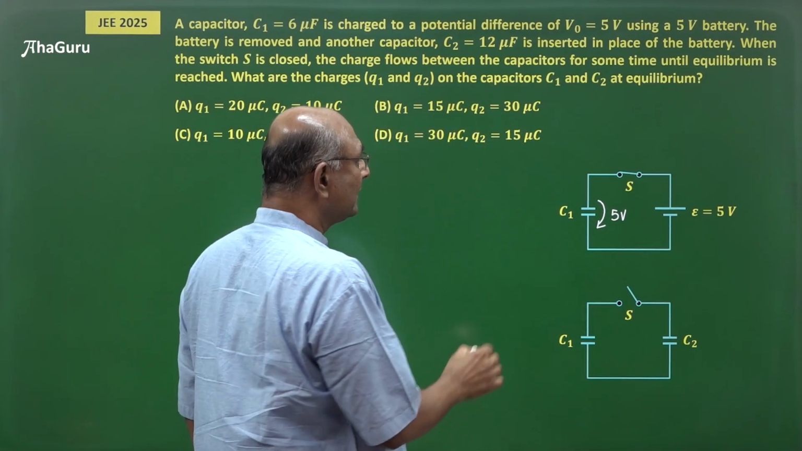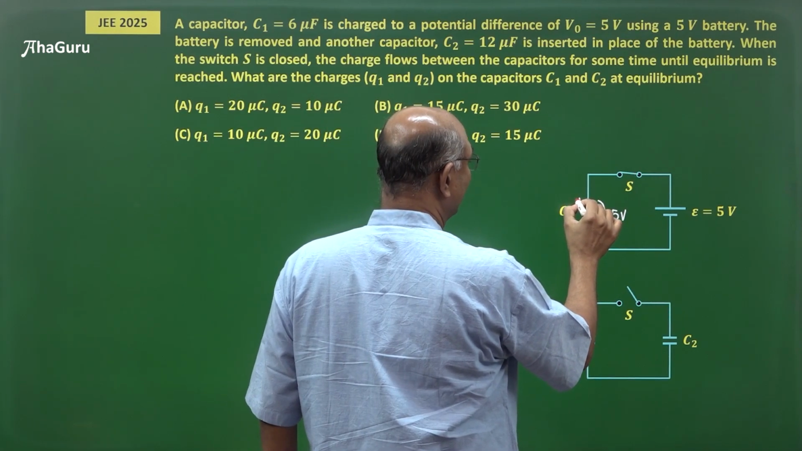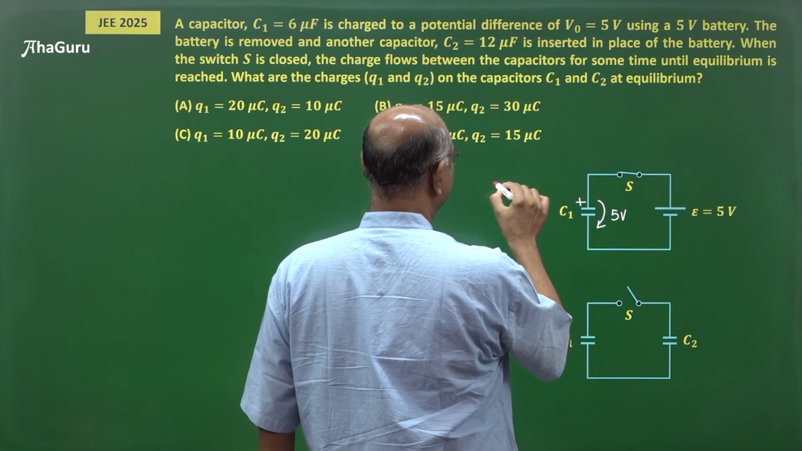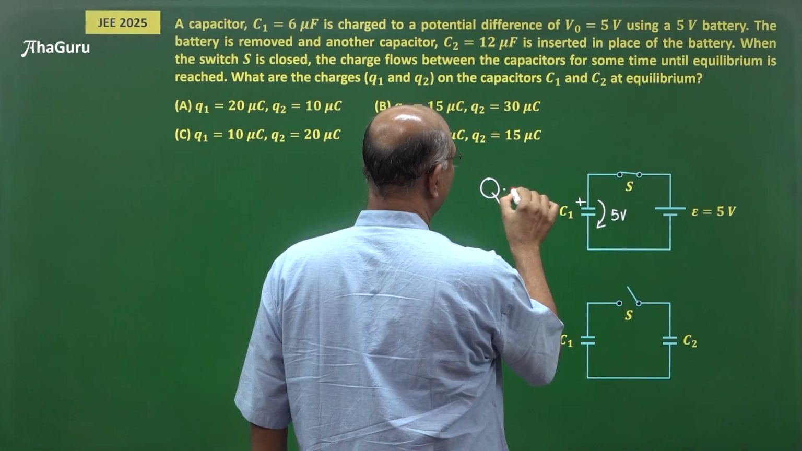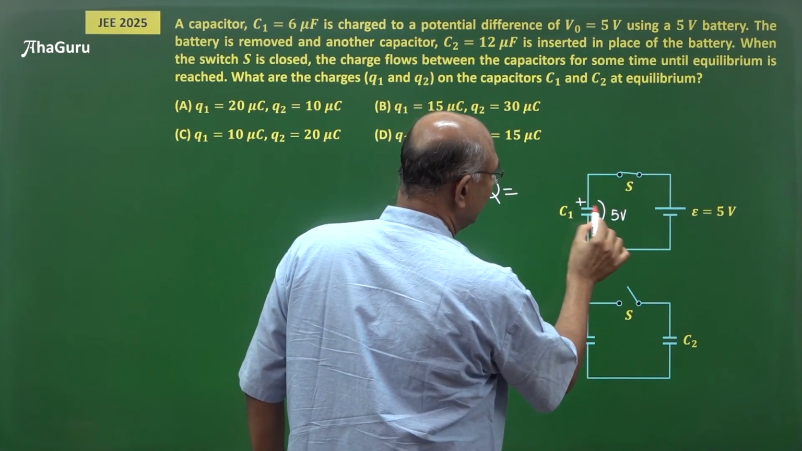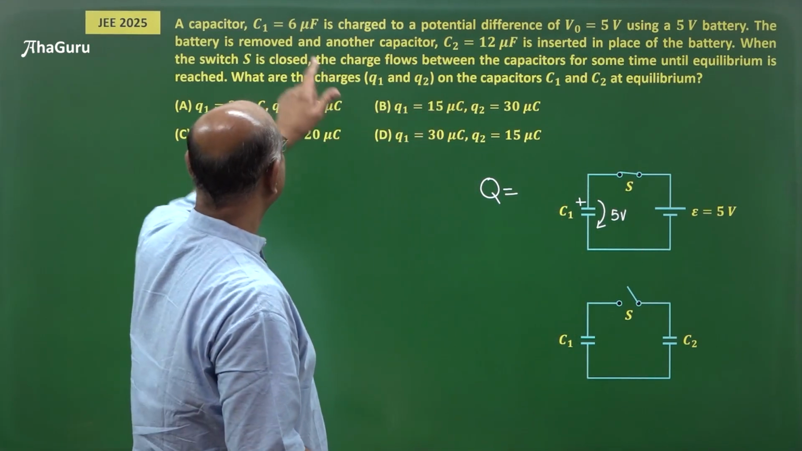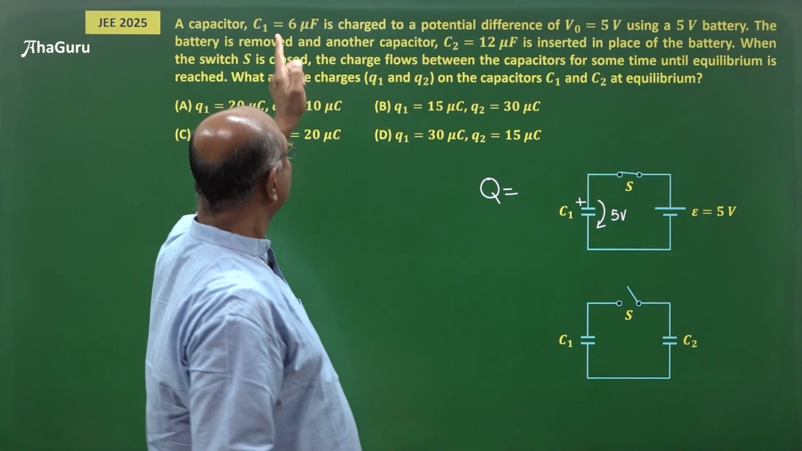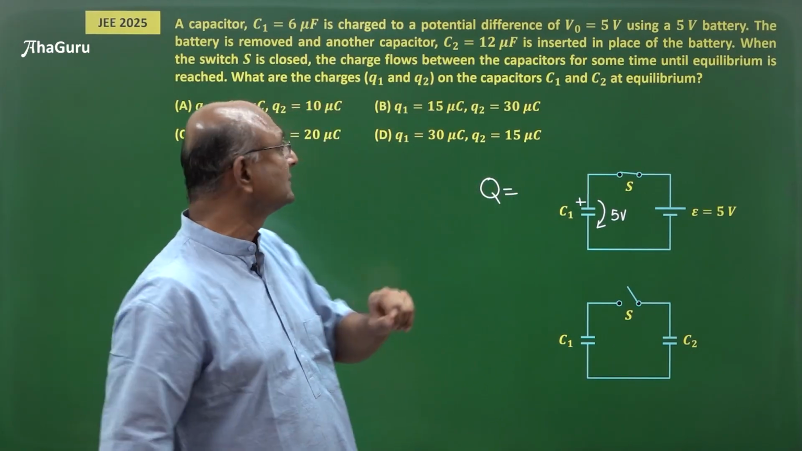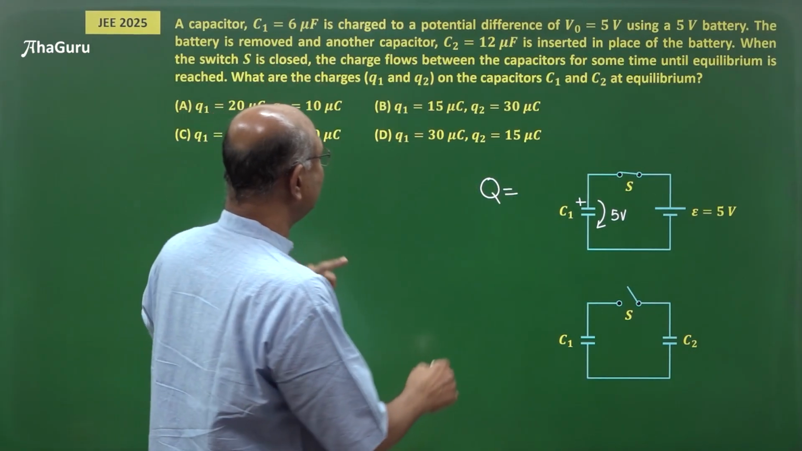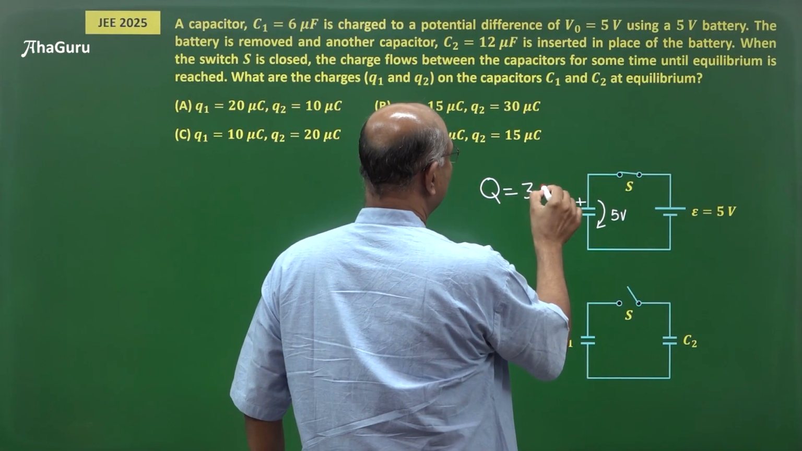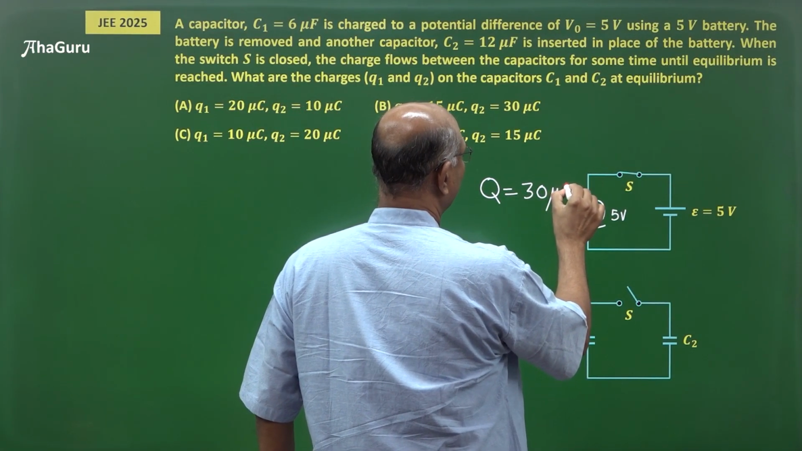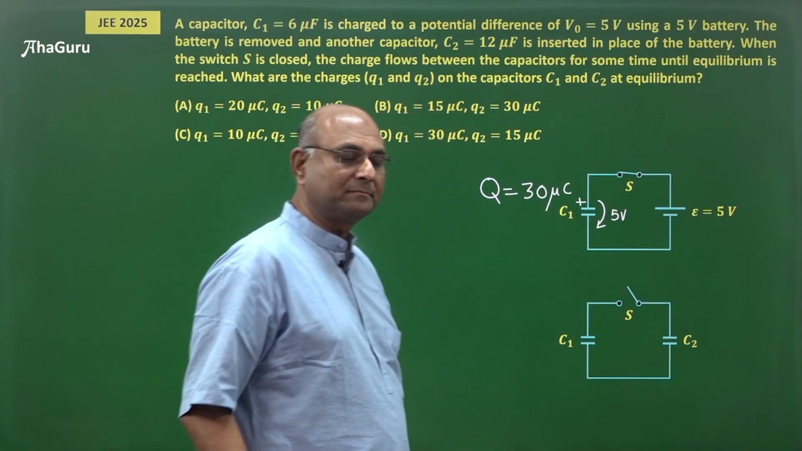So that will mean that the charge on C1, we will call this, let us say, capital Q. How much will it be? C1 into the potential drop. C1 is 6 microfarad, so 6 microfarad into 5 volts. 6 into 5, 30. 30 microcoulomb. So that will be the charge, right?